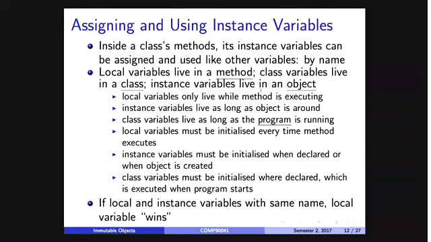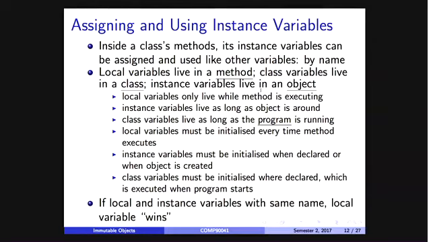Okay, so instance variables. We've got two different kinds of variables now. Well, actually three if you count class variables. So we have class variables, we have instance variables, and we have local variables. And they all look the same. They're all just names. So how do we know which one we're referring to?